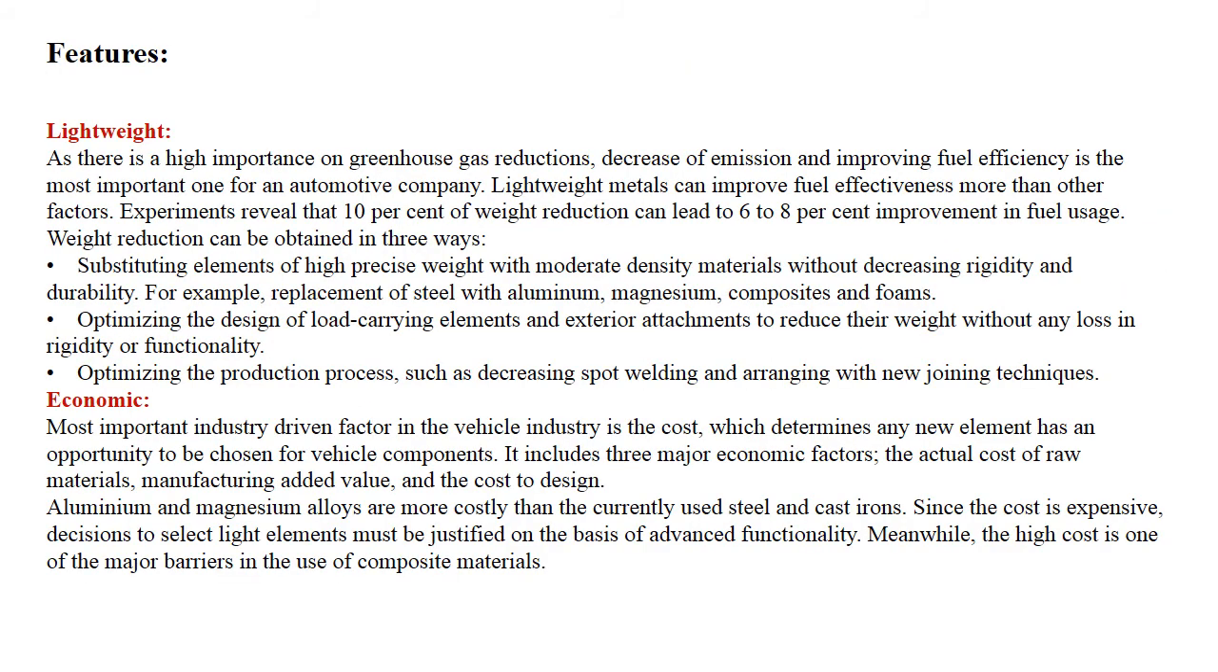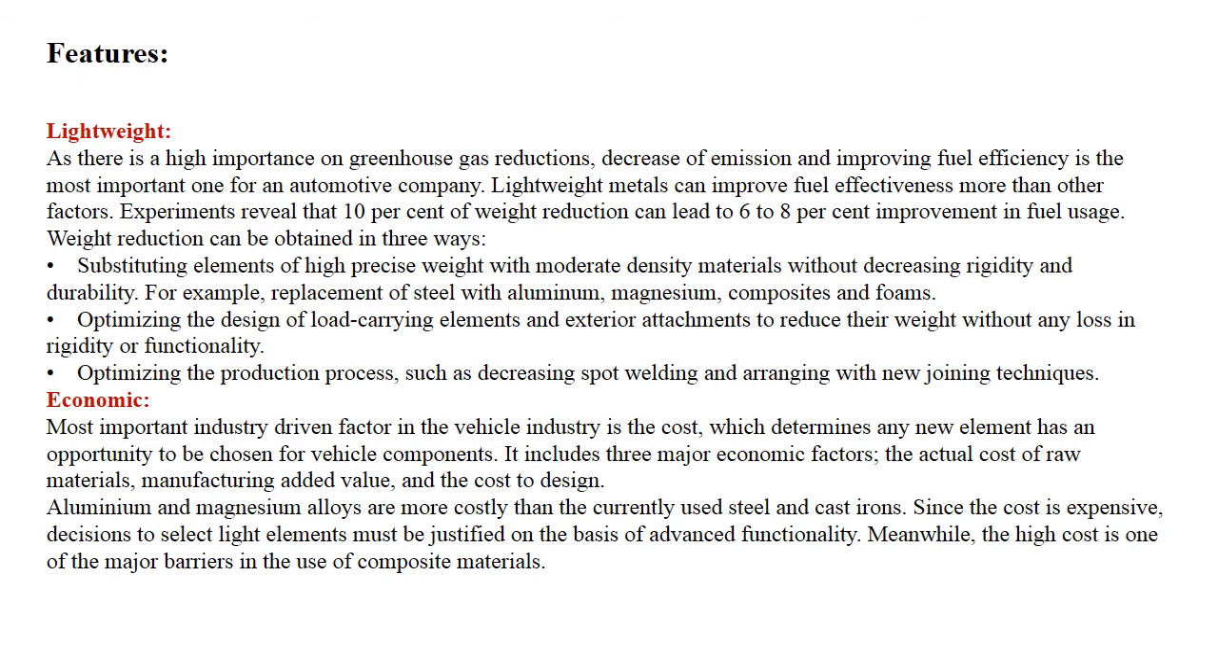Next, we'll see the features of these materials that are used for the automotive vehicle body. So, first important feature we are expecting is lightweight. As there is a high importance on greenhouse gas reductions, decrease of emission, and improving fuel efficiency is the most important one for an automotive company. Lightweight metals can improve fuel effectiveness more than other factors. Experiments reveal that 10% of weight reduction can lead to 6 to 8% of improvement in fuel injection. So in that way, the lightweight is an important feature.